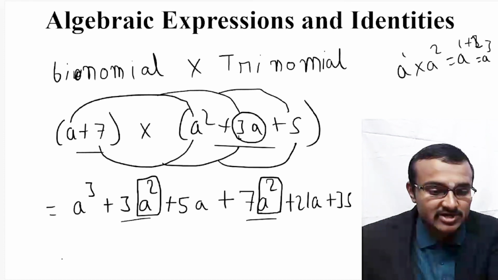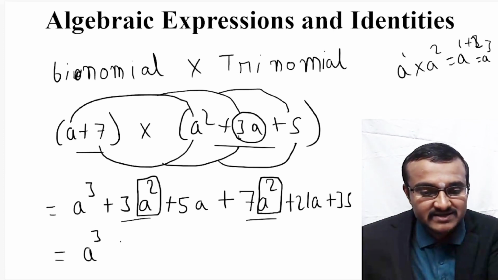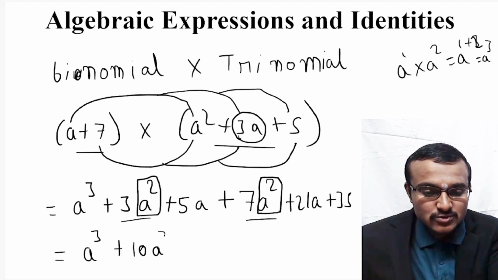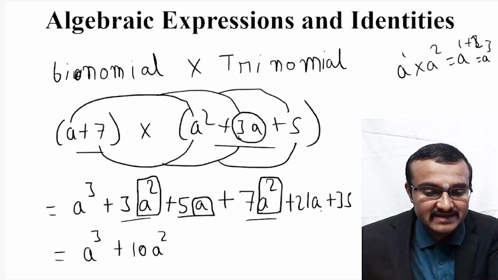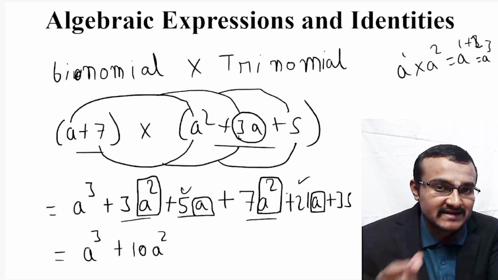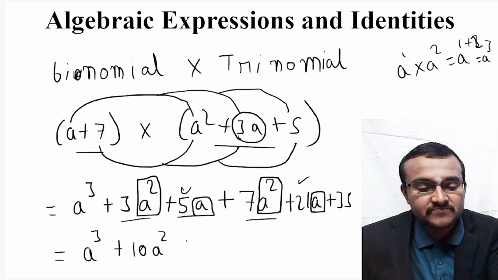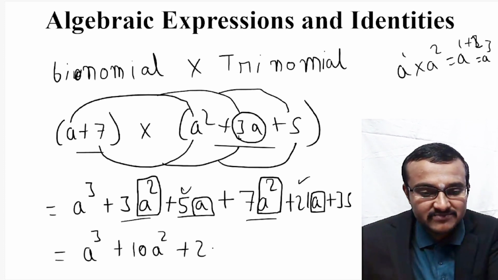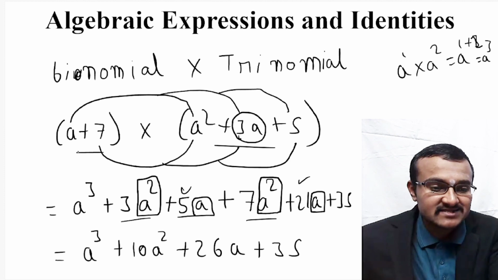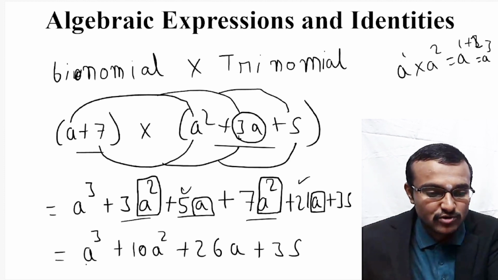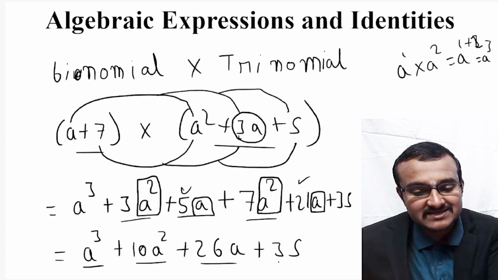Here you can take a square common and you can add 3 and 7. So when you add 3 and 7, it will become 10a square. So here 5a is there. So here also you can see in this term a is there and in this term also a is there. So 5 and 21 have the same variable. So a you can take common and you can add 5 and 21. So 5 plus 21 will be 26a. So here you have 35 as well. So 35 also you can write. So the answer after doing this binomial into trinomial, you have got a cube plus 10a square plus 26a plus 35.